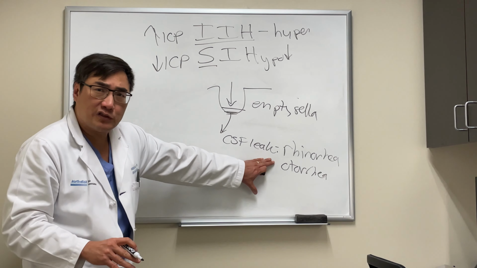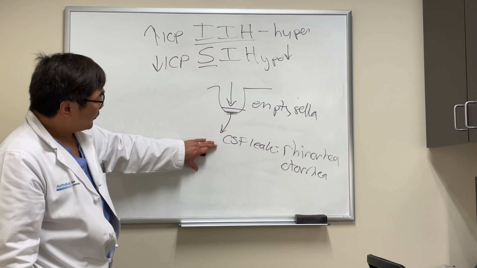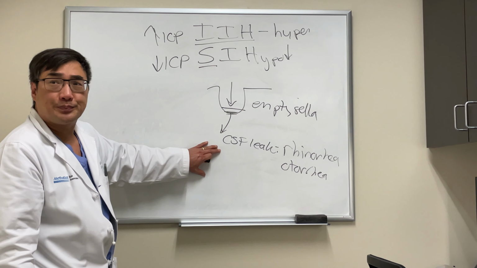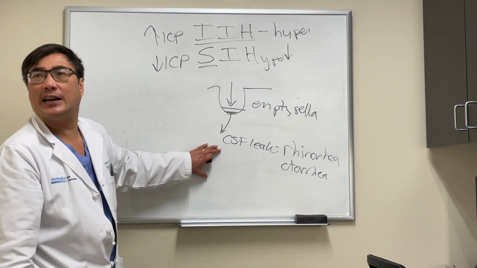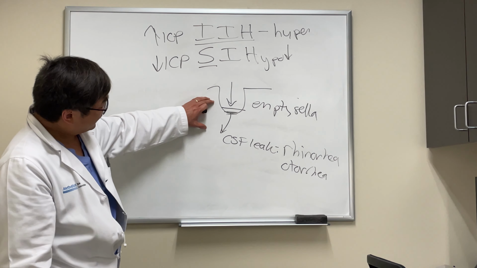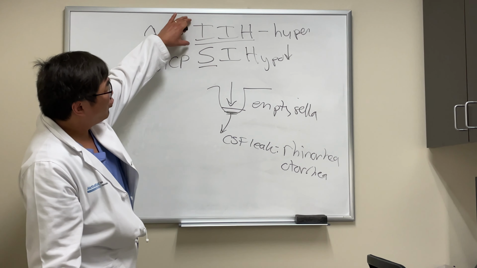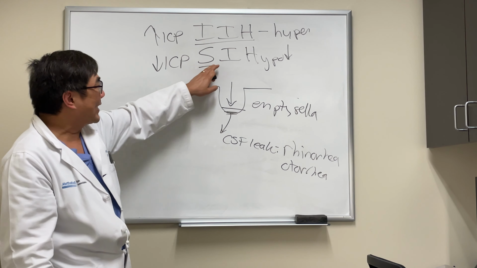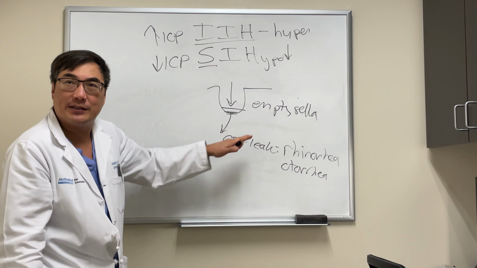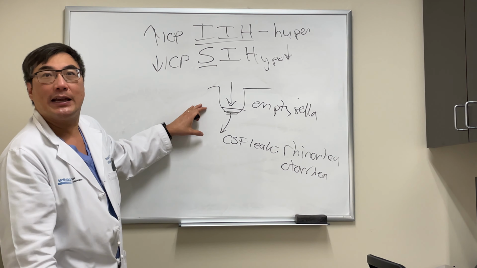The test for these fluids is the transferrin, beta-2 transferrin test. That's how we test if it's CSF or not. And so when we have an intracranial hypertension, it can present as SIH. It looks like a spontaneous intracranial hypotension, but really it was too high and then it became too low.